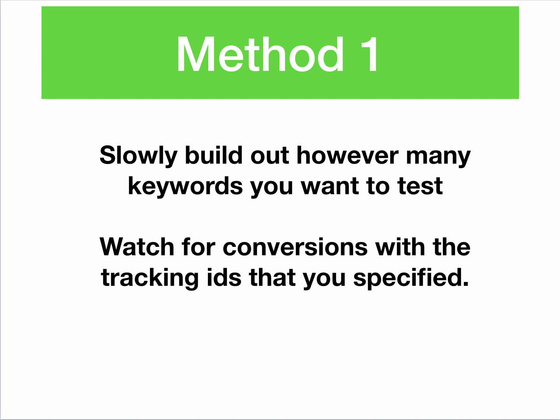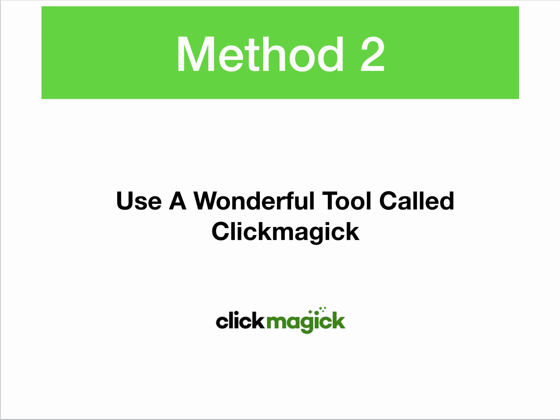Now, in this method, you will slowly build out however many keywords you want to test for this particular offer. You'll watch for conversions inside of Clickbank, and you'll look for the tracking IDs that you specified.